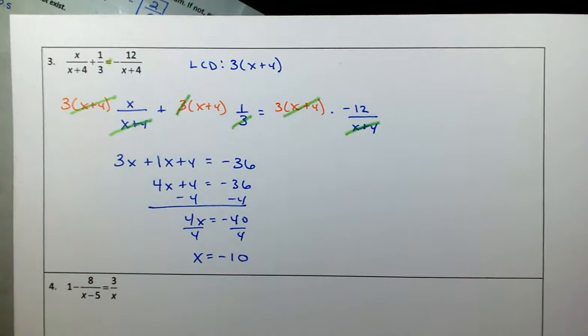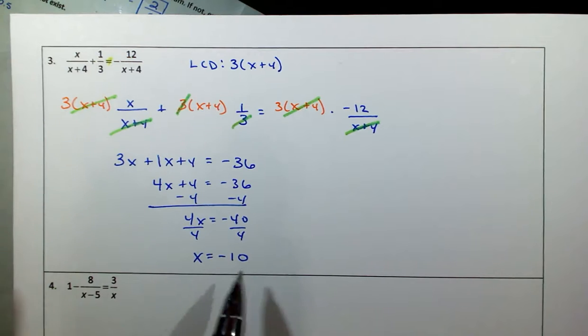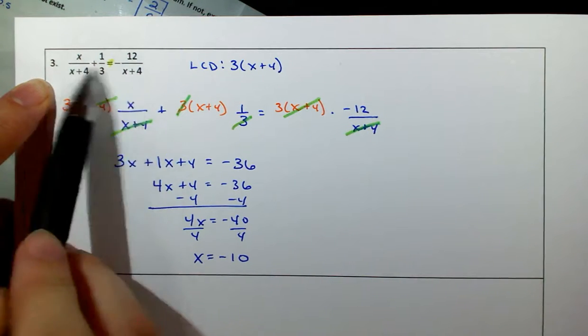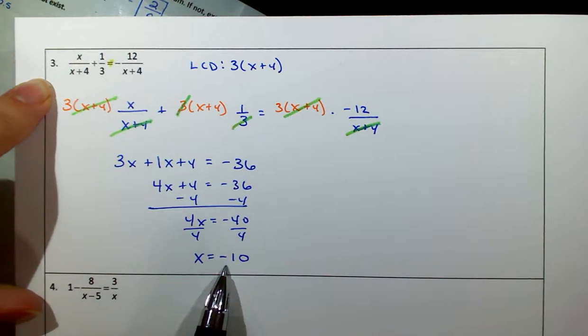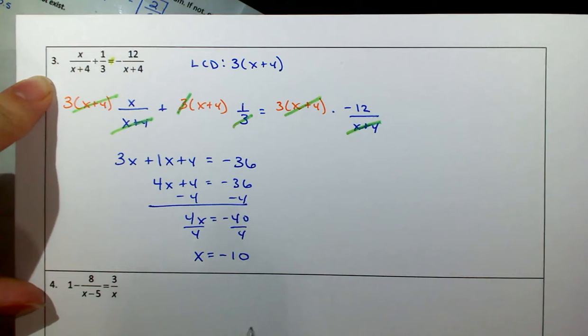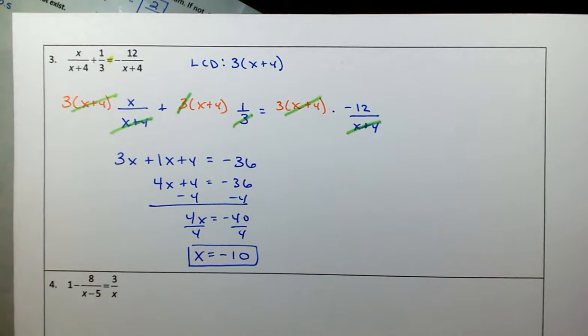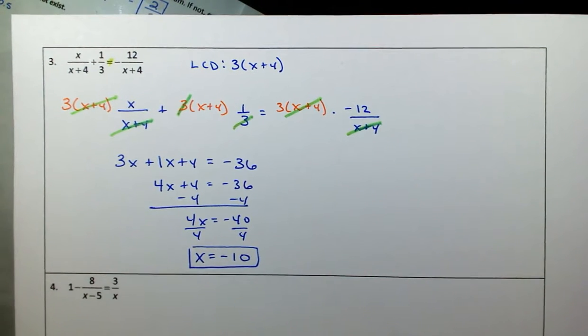And again, I'm going to do a quick mental check and make sure we don't have an issue here. So notice the excluded value would be negative 4 for any of these expressions. So negative 10 is not negative 4. So that means this one most likely works. But again, if you wanted to check it by hand or with a calculator, that would be a really good idea. Okay, so x equals negative 10 is our solution here.